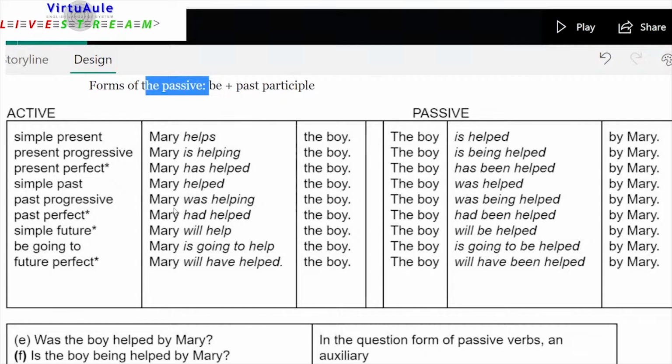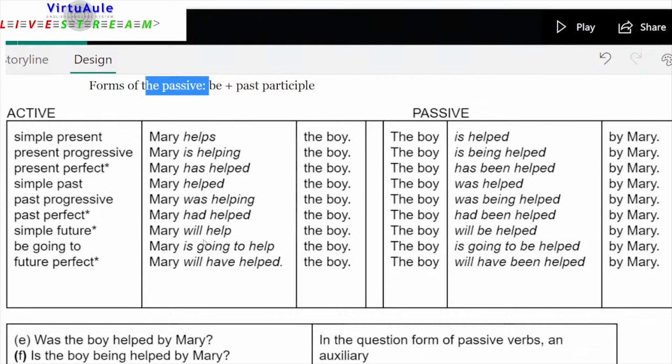Past progressive, Mary was helping the boy. Okay, this is the progressive in the past, so we can just make it the boy was being helped by Mary. The past perfect, Mary had helped the boy, the boy had been helped. So the verb to be, the auxiliary, in this case is had been. And we have the verb helped in the past form, the third form as always.